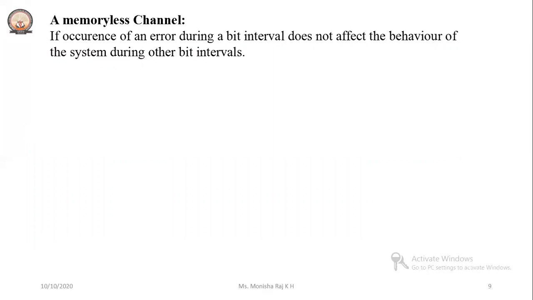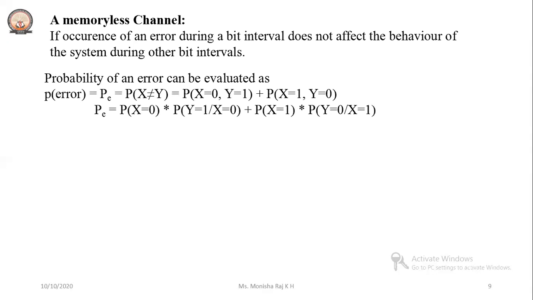Next, a memoryless channel. If the occurrence of an error during a bit interval does not affect the behavior of the system during other bit intervals, then the probability of an error can be evaluated as P error equal to PE equal to P of X not equal to Y. This can also be written as P of X equal to 0, Y equal to 1 plus P of X equal to 1, Y equal to 0.